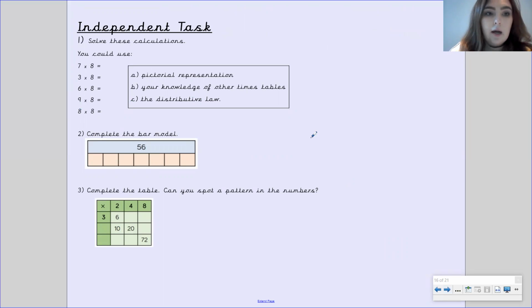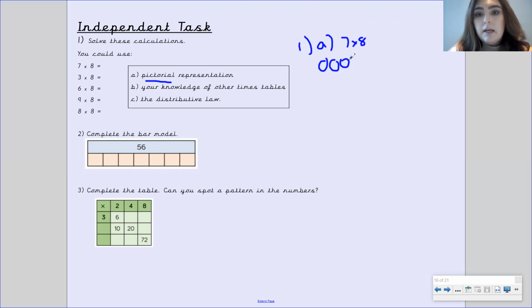Okay, now your task. I want you to solve these calculations below. You've got 1, 2, 3 questions to go through. With question 1, you need to lay it out by putting 1A, and you need to do 7 times 8 as a pictorial representation. So 7 times 8 pictorially, which means you've got 7 groups, 1, 2, 3, 4, 5, 6, 7, with 8 in each group. So you draw 8 in each group, and then you give me the answer.